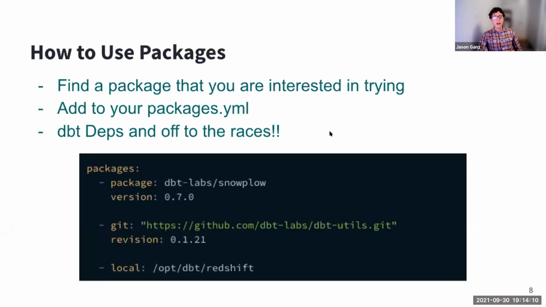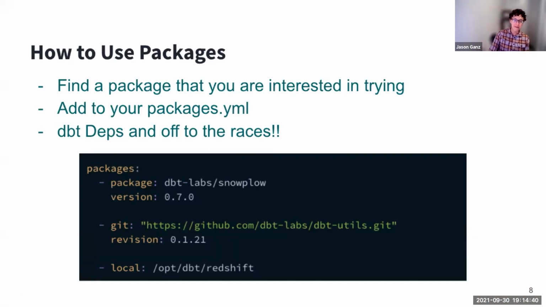So if you find any of this interesting and you want to add these to your project, it's super simple to get started with packages. All you have to do is add a packages.yml file in your dbt project folder, and then you can bring in packages from the package hub, from GitHub, or run them locally. Although we highly suggest you use the package hub, it's the most ergonomic way to use packages. You'll get updates and it helps deal with dependencies.